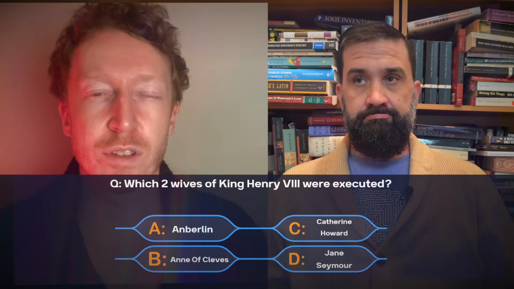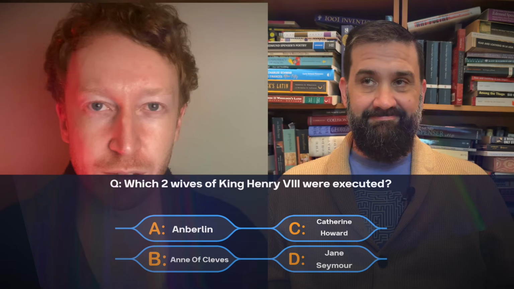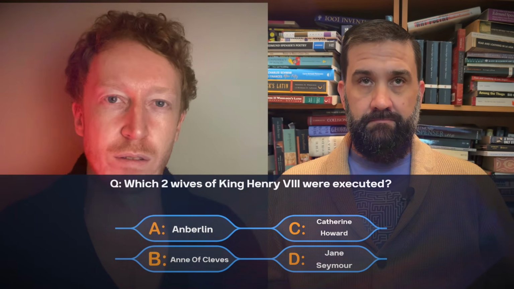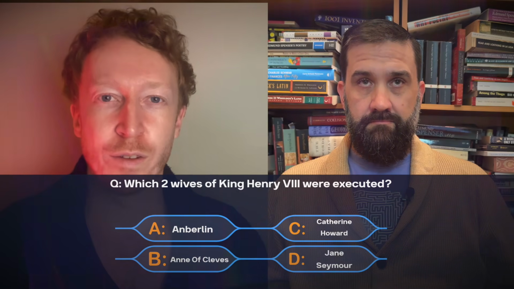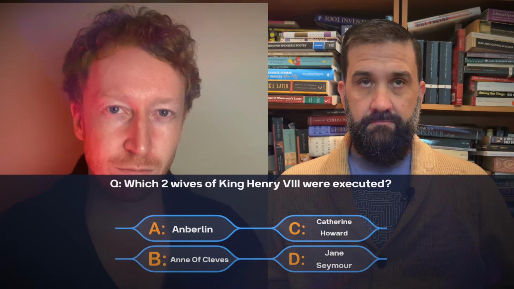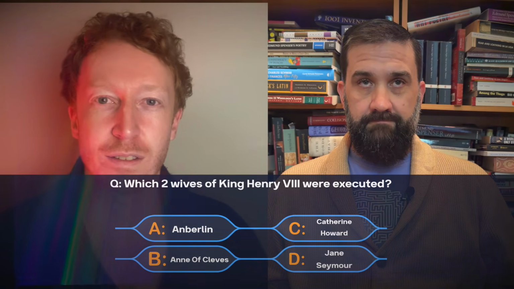Okay, it is time for your final question of the day. Which two wives of King Henry VIII were executed? Was it Anne Boleyn, Anne of Cleves, Catherine Howard, or Jane Seymour? I believe it is Anne Boleyn and Jane Seymour. I believe that is the answer.